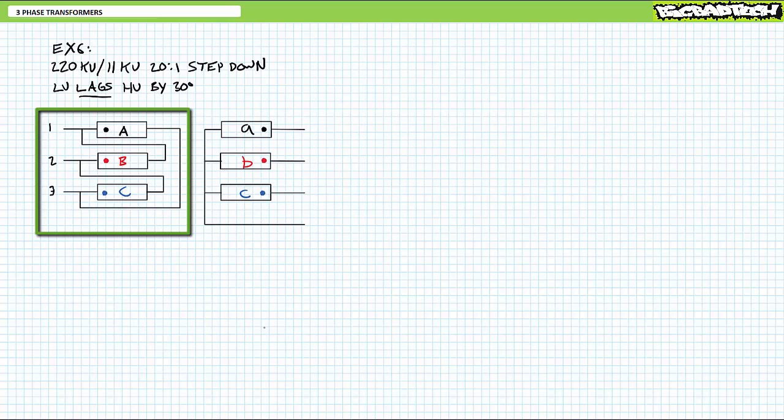This being said, it's a little different from the DYN11 we just looked at, since we're now going from A to C to B, rather than A to B to C. Line-to-line voltage 1 to 2 is applied to inverted winding B. Line-to-line voltage 2 to 3 is applied to winding C inverted. And finally, line-to-line voltage 3 to 1 is applied to inverted winding A.